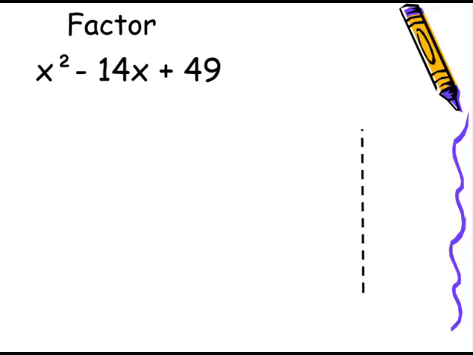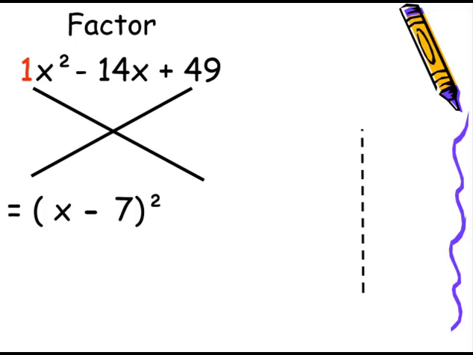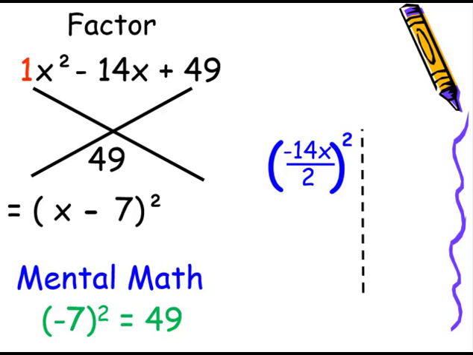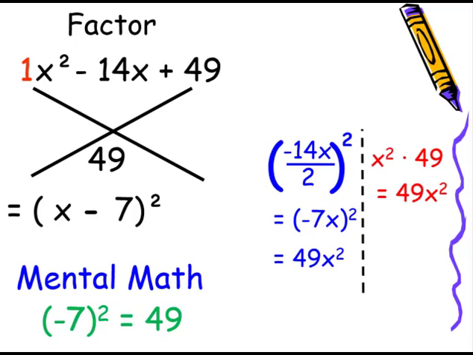Again, once I look at this, I can tell it's a perfect square rather quickly. 1 times 49 is 49. Half of 14 is -7, and -7 squared is equal to 49. A little bit more detailed explanation would be -14x divided by 2 is -7x, squared is 49x squared. The first term times the last term will also give you 49x squared, so I know it's a perfect square.